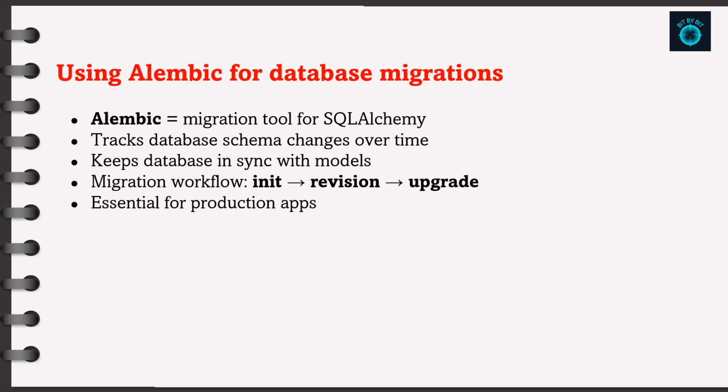Instead of manually updating tables, Alembic creates migration scripts. These scripts record changes step by step, so the database can be upgraded or downgraded reliably. The workflow is simple. First, you initialize Alembic in your project. Then, whenever you update your models, you create a new revision. Alembic generates a migration file. Finally, you apply that file to the database with the upgrade command. In short, Alembic keeps your database schema and your SQLAlchemy models perfectly in sync, which is critical for production systems.